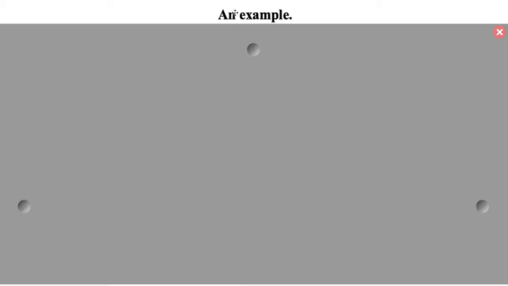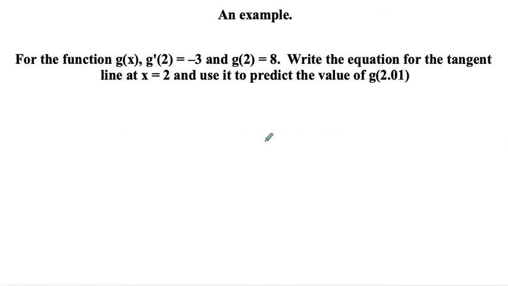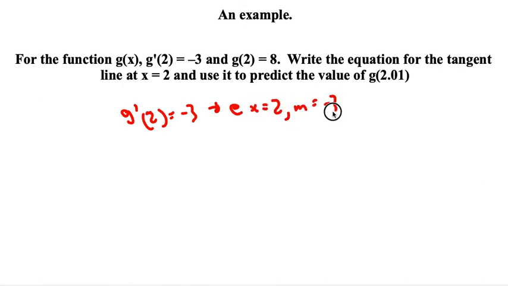All right, so an example. Let us say that we have this following information, which looks horrible, doesn't it? Here's the function, g prime of 2 equals negative 3. What is that? That means the slope at x equals 2, the slope is equal to negative 3, right? That's what that means. And g of 2 equals 8.